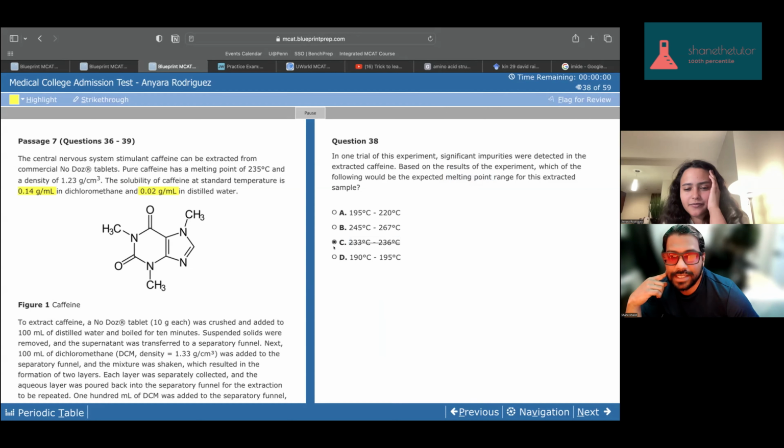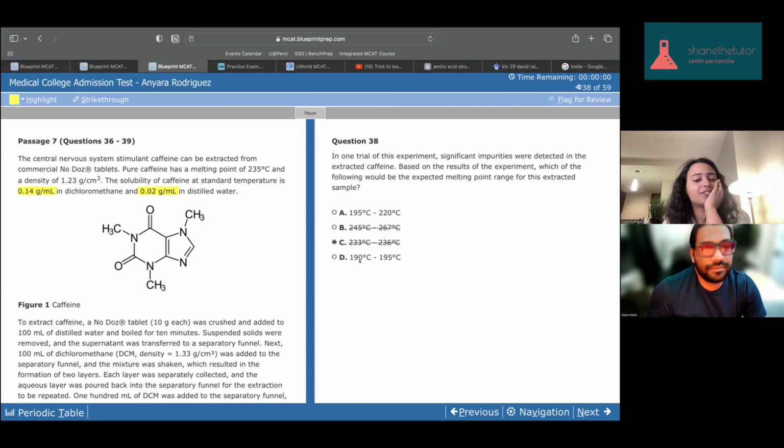So you eliminated C, right? Yes. And you eliminated it because? Pure caffeine has a melting point of 235, and this one has impurities. So I expect it to be lower than 235. So if you got rid of C, what else could you get rid of? You get rid of B. Good. Now what about the range?